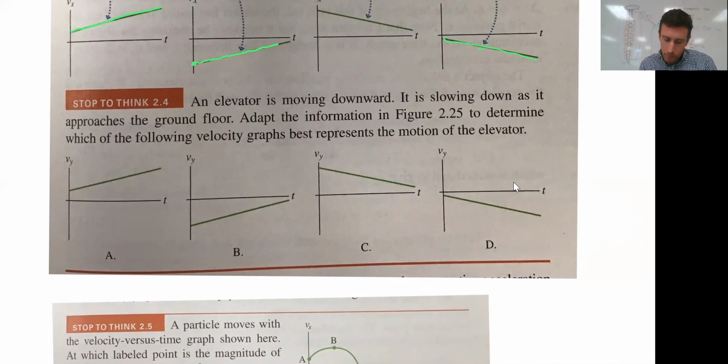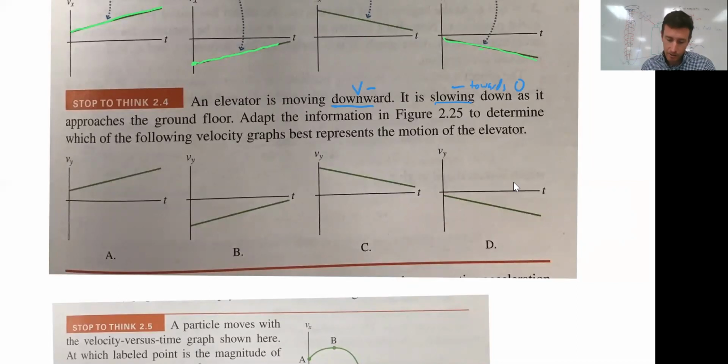The elevator is moving downwards. Downwards means that my velocity is negative, right? Because I'm going down, and that's the negative direction. It is slowing down. So the slope of velocity is going to be down, or slowing down, getting closer to zero. So that means towards zero.